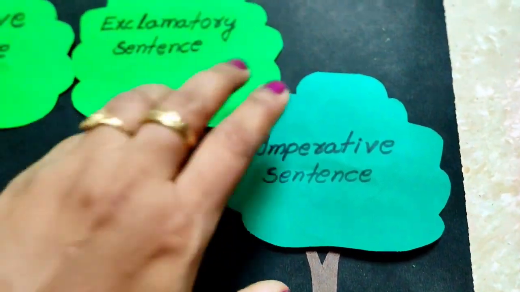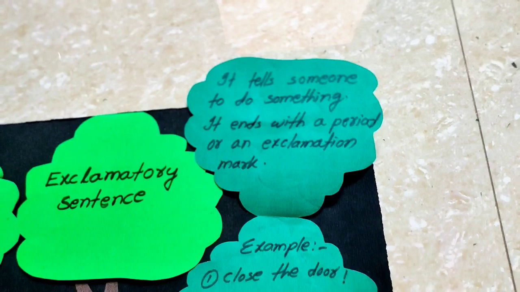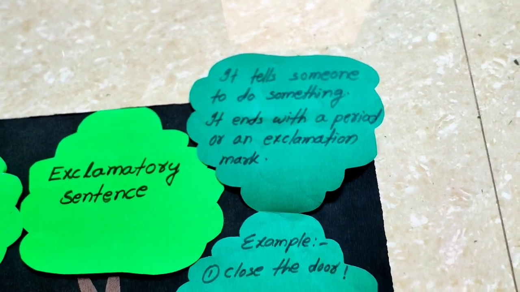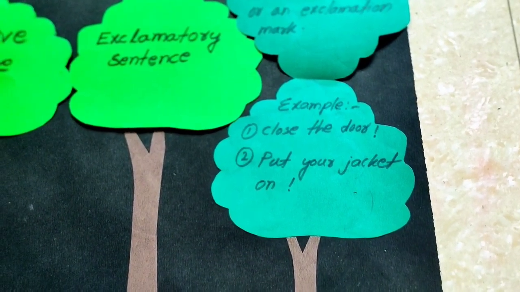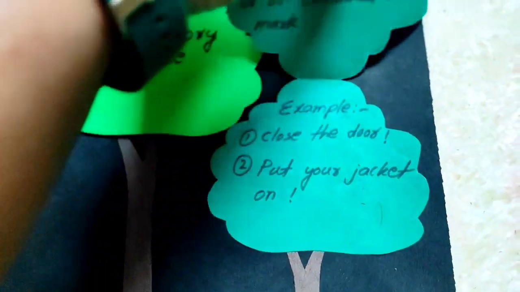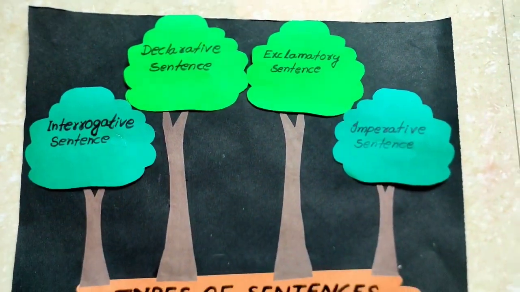Then imperative sentence. It tells someone to do something. It ends with a period or an exclamation mark. For example, close the door. Put your jacket on. So these are the 4 types of sentences in English grammar.